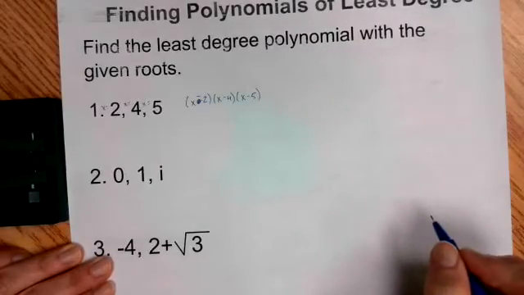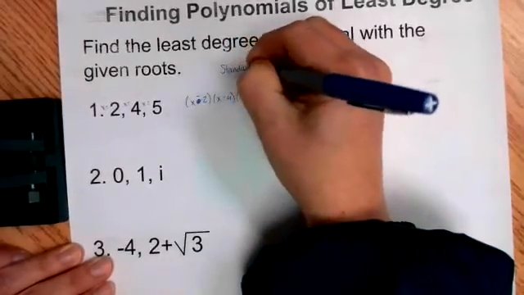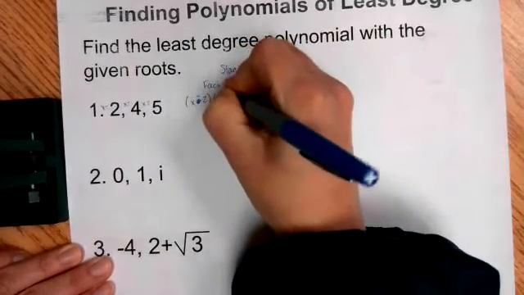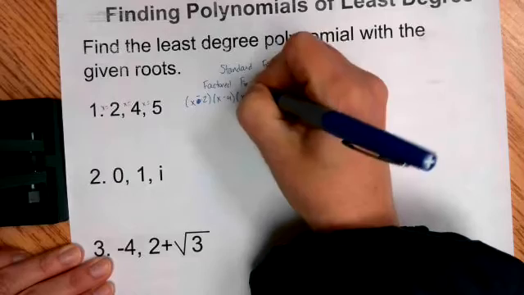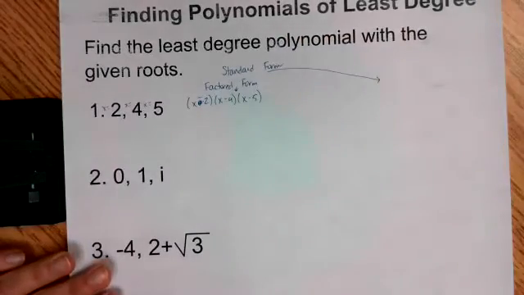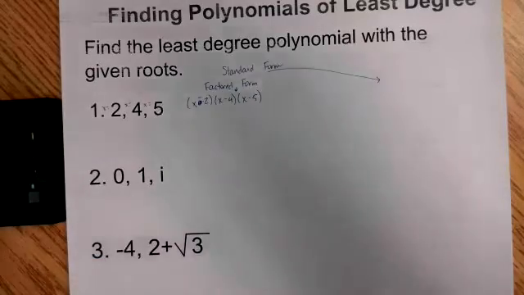I'm going to multiply these out. So I want to write this in standard form. So right now I'm in factored form. So this is factored form. I want it to be in standard form, which I'll write over here. So for standard form, I just need to multiply.